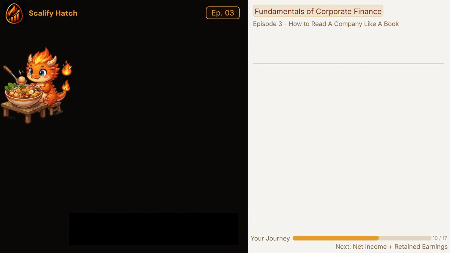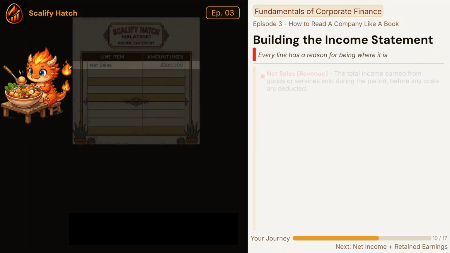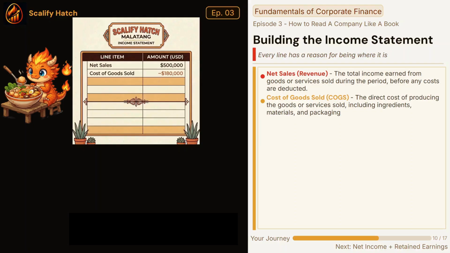So let's actually build the Malatang restaurant's income statement for its first full year together. The very first thing we have is net sales, or revenue, of $500,000. Every dollar that we earn from dine-in customers, catering gigs, and delivery over the year is included. This is the very top line. After that, we need to reduce the cost of goods sold. The direct cost of producing what we sold: ingredients, broth, packaging, the cost embedded in every bowl we served. This comes off first. That leaves us with $320,000, sometimes called the gross profit, which is essentially revenue minus the direct cost of making it.